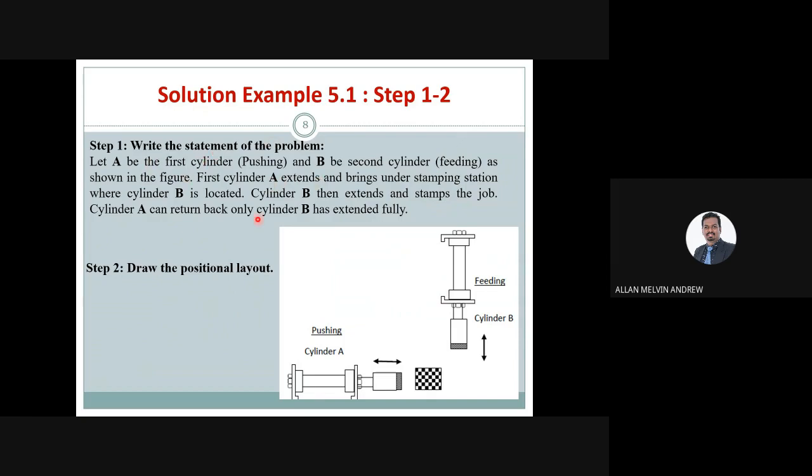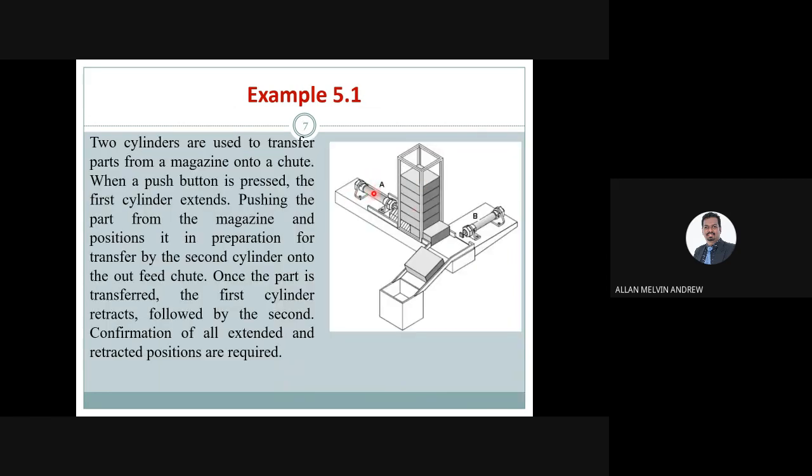You write the statement of the problem. Make sure inside your statement you have all the required cylinders and also the sensor numbers. In the exam, do not bold the letters. Make sure you write: let cylinder A be the first cylinder for pushing, and cylinder B for feeding. You have a pushing cylinder, there is a workpiece here, and this is cylinder A.